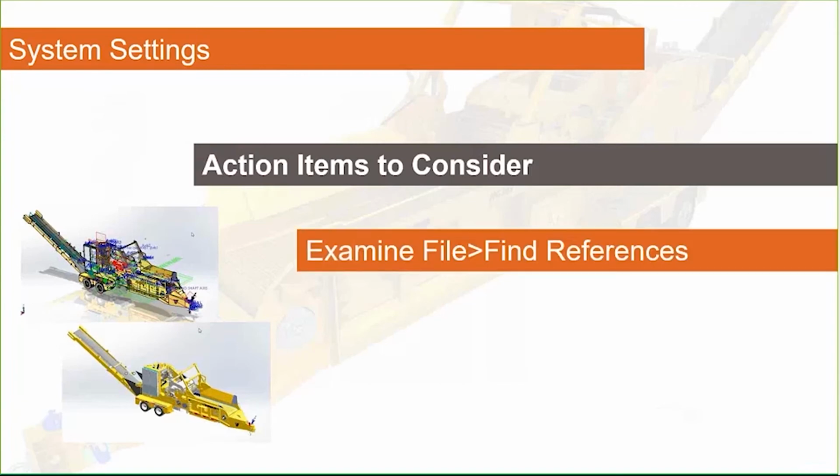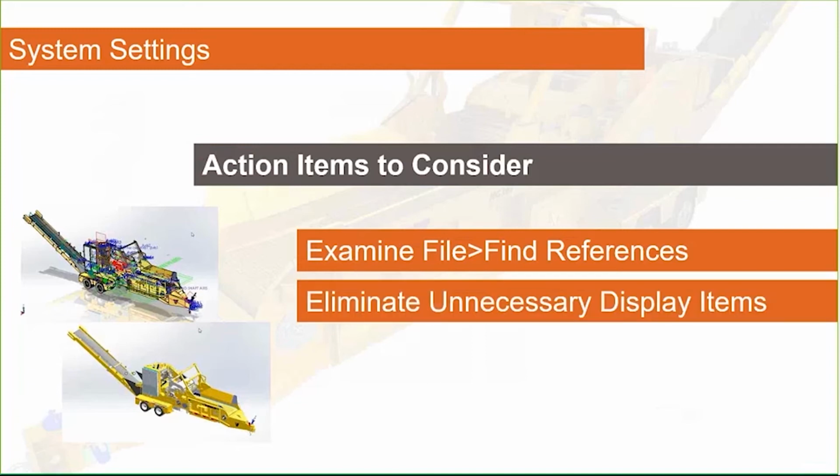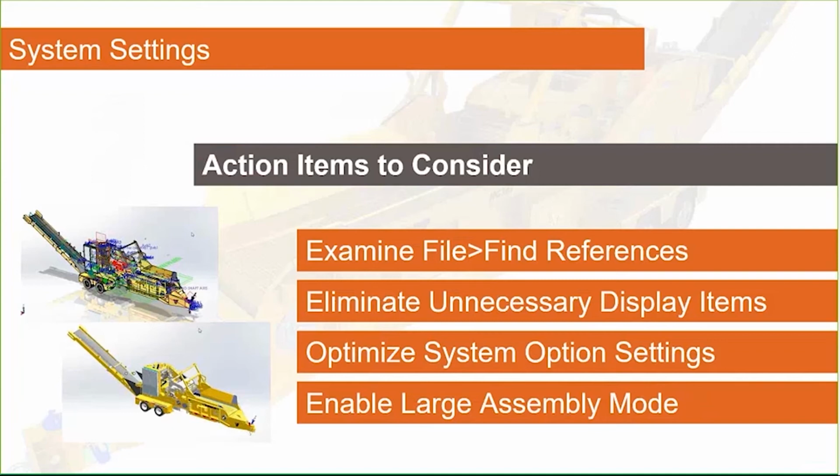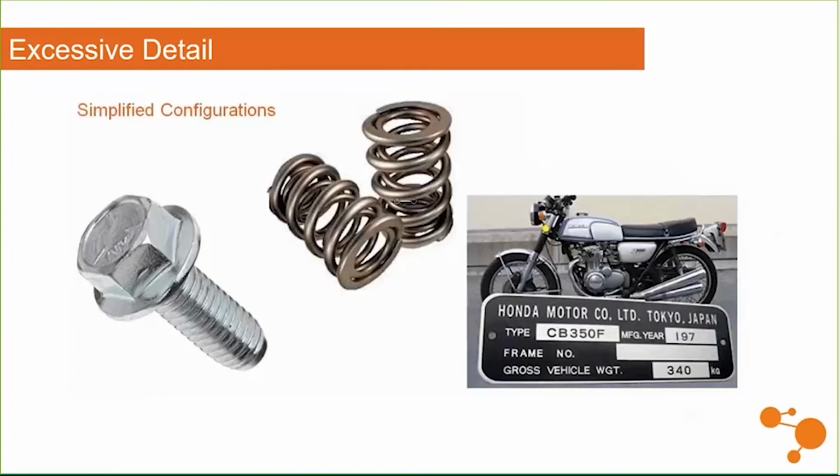So again, a lot of actions here is really look at your file, find references. Are there some weird outliers, right? Eliminate unnecessary display items. Optimize your system option settings for large assembly usage, okay? And then if you can, really explore using the large assembly mode environment.